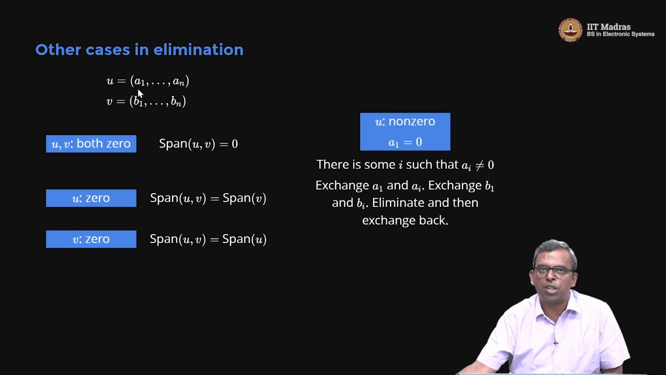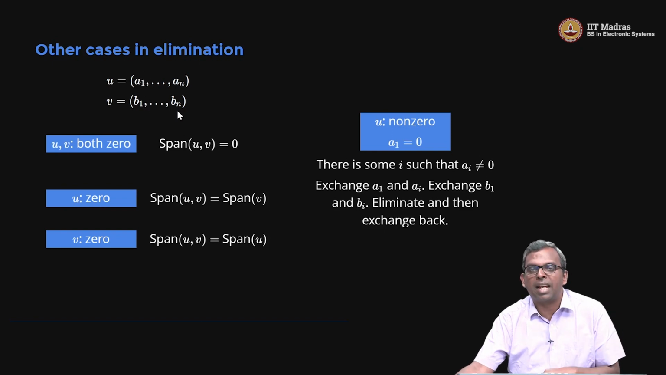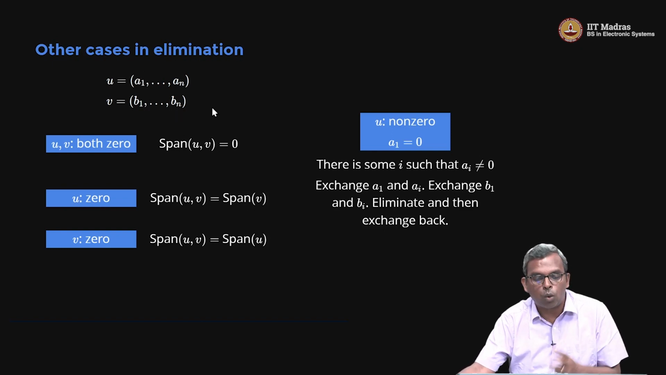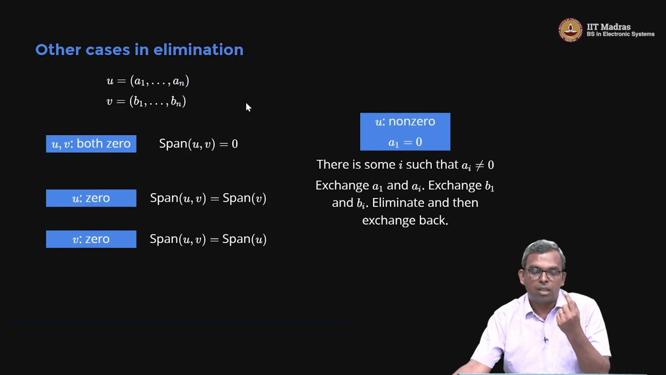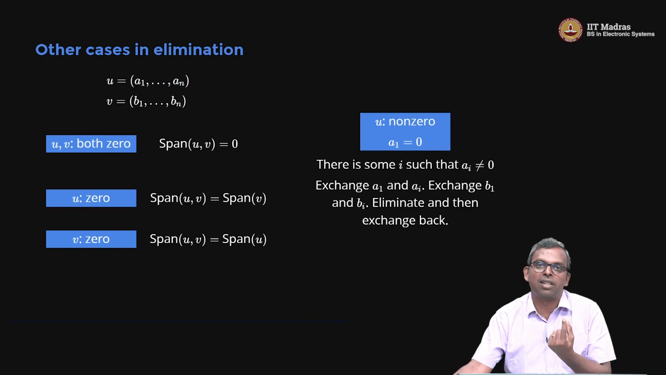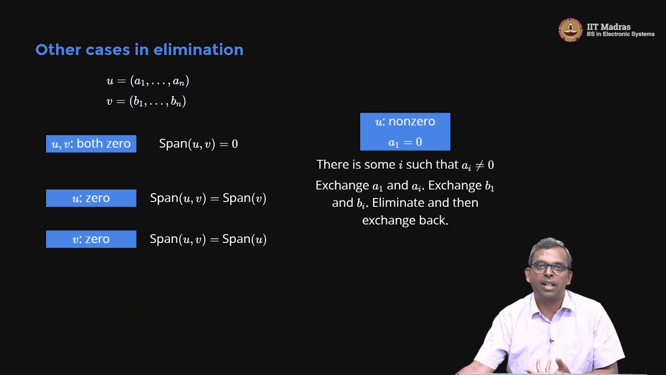Okay, so A1 is not 0 now, right? Because I've exchanged it. So my first vector is not 0. I will eliminate. After I eliminate, I will exchange back again. Now what will happen in the ith coordinate? AI will not be 0, but the W corresponding to the ith coordinate will be 0. So from there you can determine whether the modified versions are linearly independent or not.